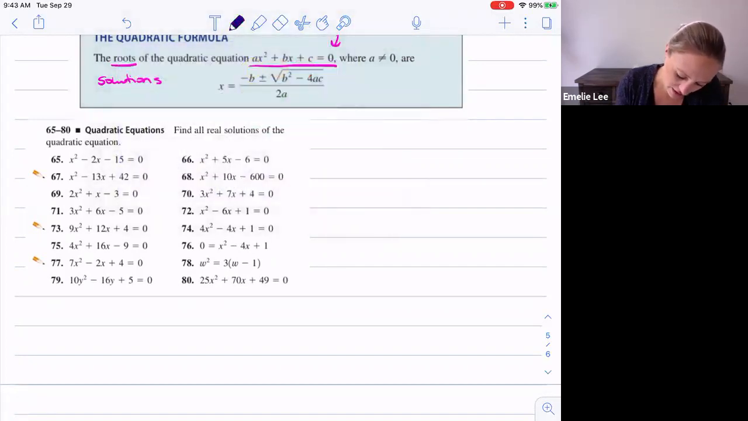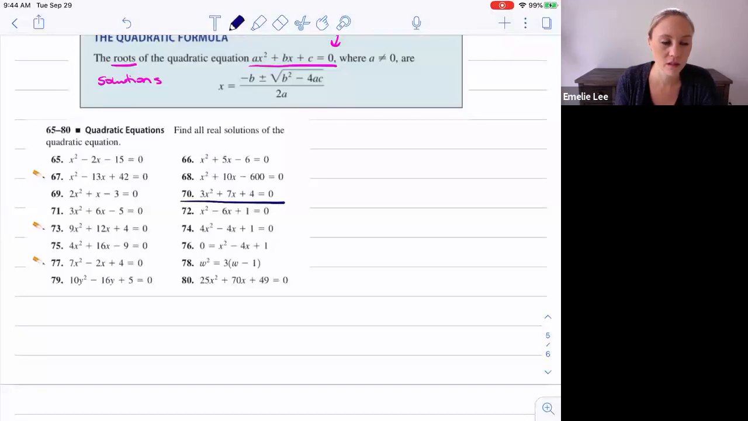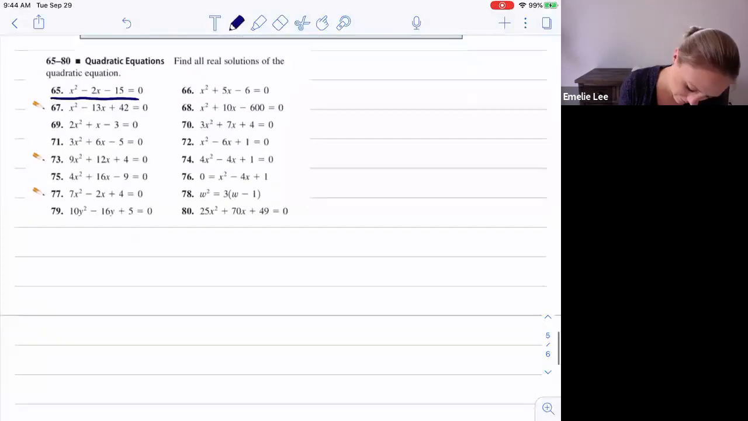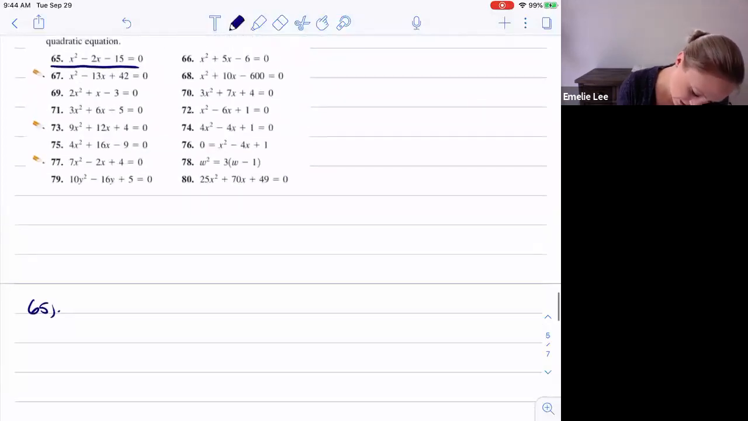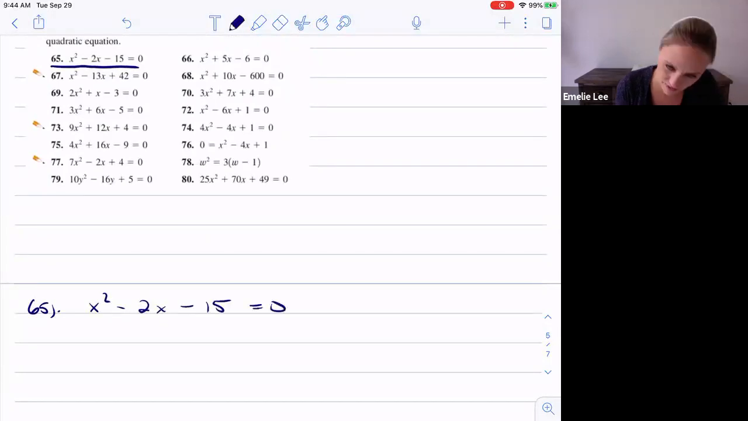But first thing I want to do is I want to start with... maybe 70. Right. Actually, let's start nice and easy. Let's start with 65 and then we'll do 70. 65. X squared minus 2x minus 15 equals 0.